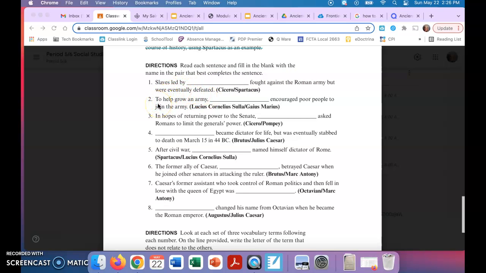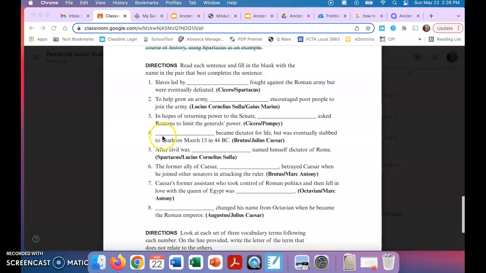Number 2, to help grow an army, blank encouraged poor people to join the army. Who was that encouraged the poor people to join the army? Was it Lucius Cornelius Sulla or Gaius Marius? Number 3, in hopes of returning power to the Senate, who asked Romans to limit the general's powers? Was that Cicero or Pompey?